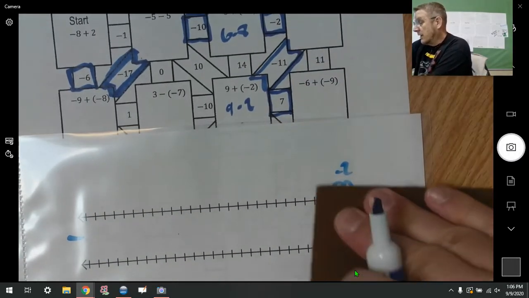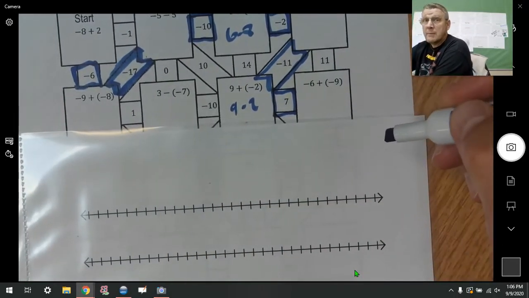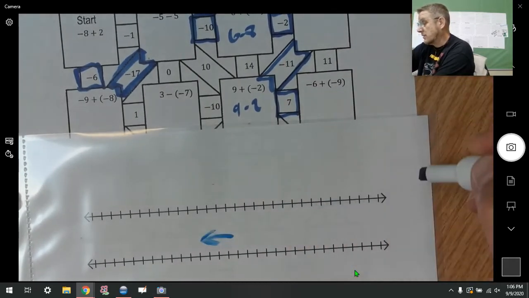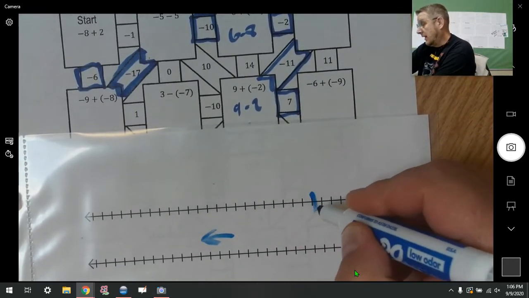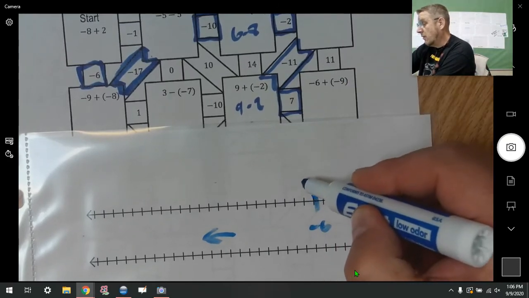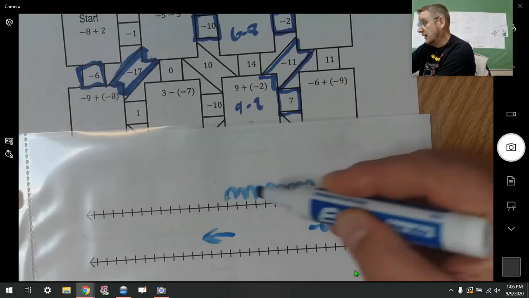Now let's go ahead and start at -6, and I'm going to add a -9. In other words, it's going to become more negative. So I'm actually going to move in the negative direction. So I start here at -6, and I'm going to move 9 in the negative direction. 1, 2, 3, 4, 5, 6, 7, 8, 9.